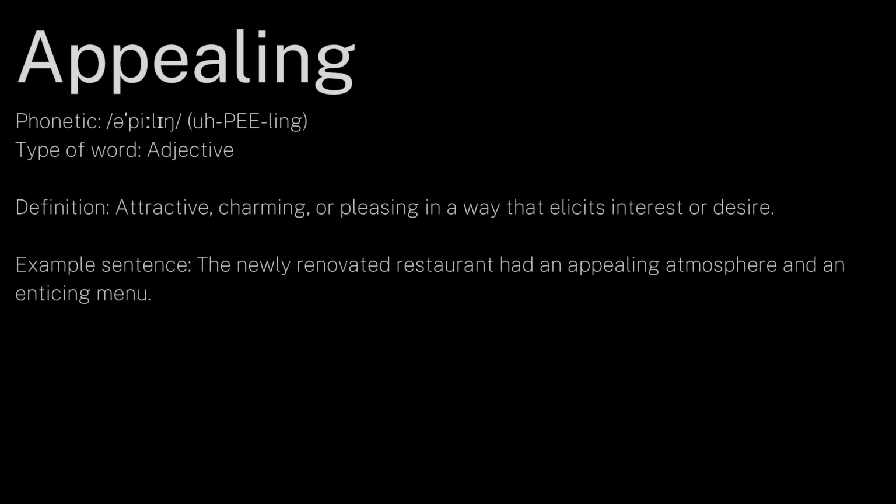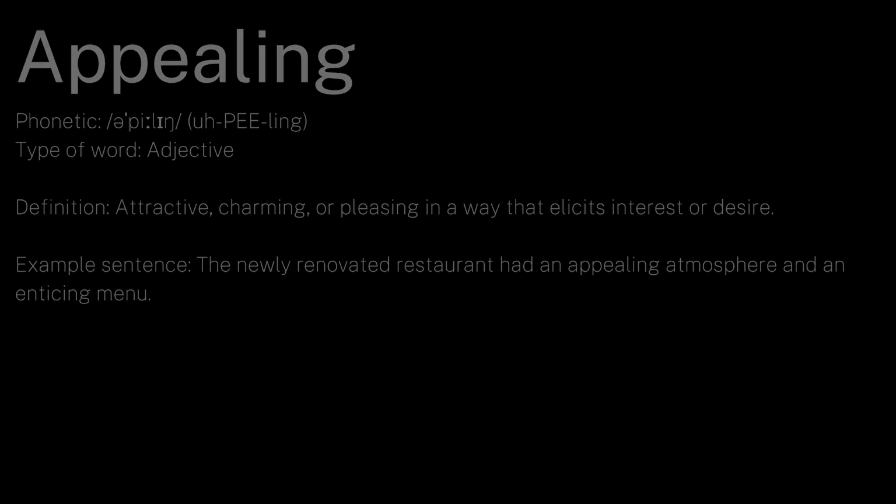Our 42nd word is appealing, which is an adjective that is defined as attractive, charming, or pleasing in a way that elicits interest or desire. For example, the newly renovated restaurant had an appealing atmosphere and an enticing menu.